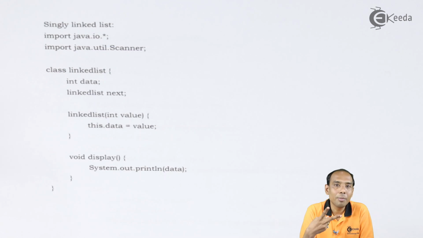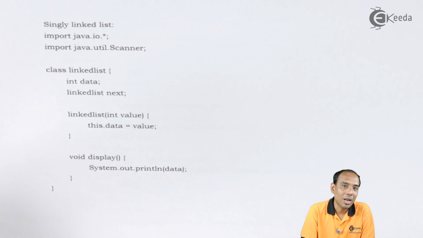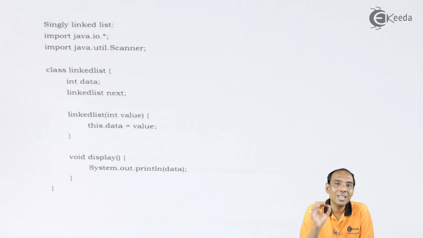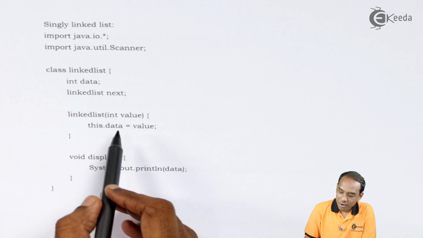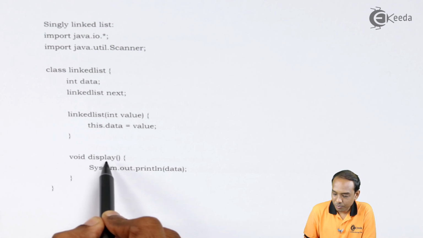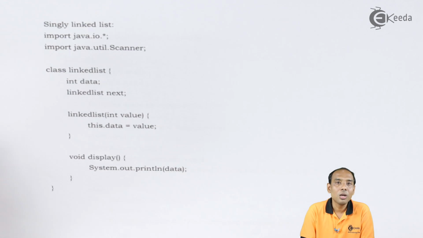In that I have two variables. The first variable is data. As you may be aware now, data will hold the data values, and the reference variable is called next. Now this next will point to the next linked list. To take the values, I have used the concept of a constructor, linked list int value, and value is given to this dot data. That is, I am transferring the value which is taken from the user to the variable called data. After that, I have called a function called display.